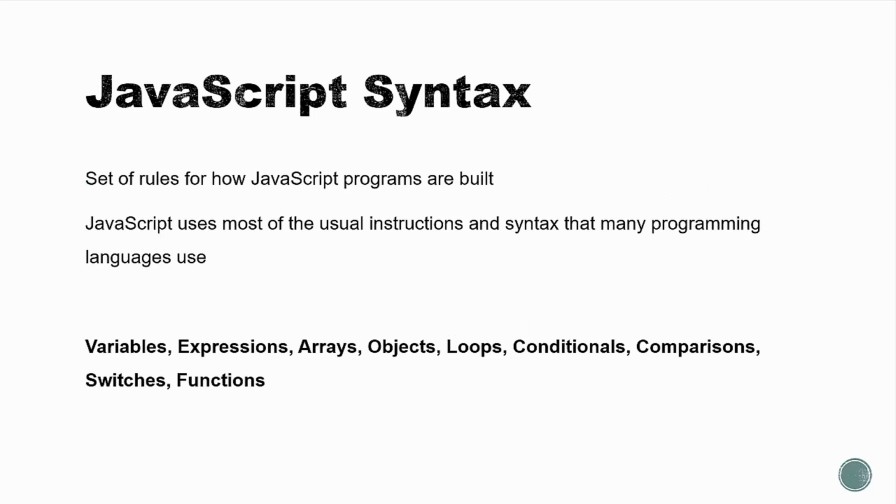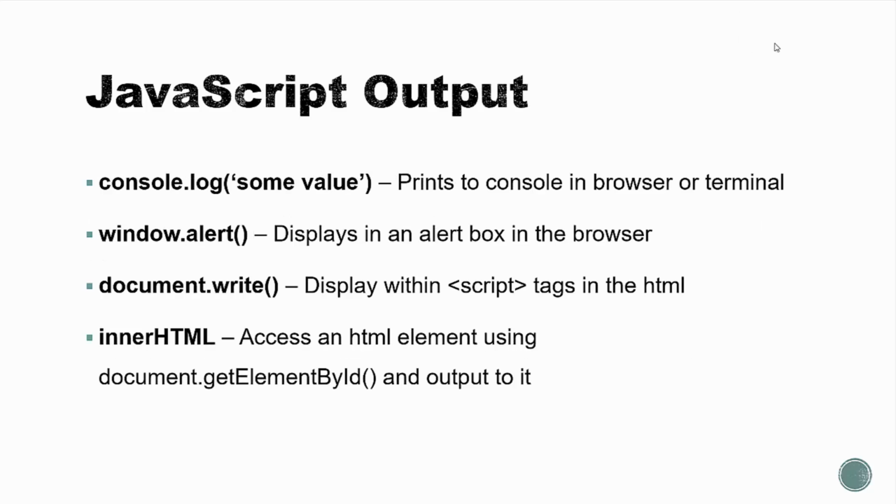All right, so now we're going to take a look at some of the JavaScript syntax. I'm going to go through some of the syntax very, very briefly, but we will get into more of it as we go along. Alright, so JavaScript syntax is a set of rules for how JavaScript programs are built. JavaScript uses most of the usual instructions and syntax that many programming languages use, such as variables, expressions, arrays, objects, loops, conditionals, comparisons, switches, and functions. All right, just to name a few.